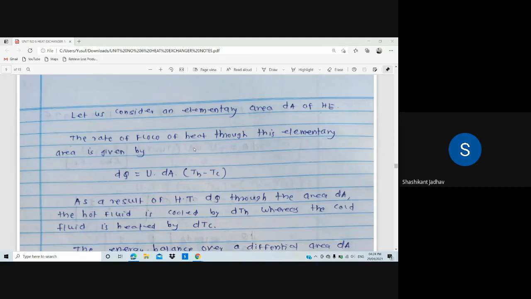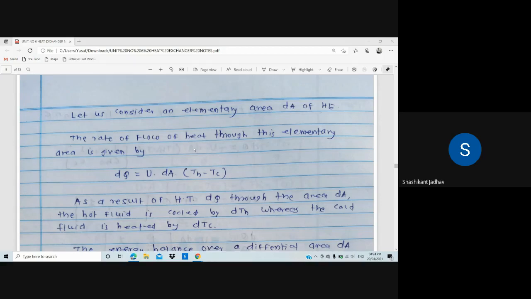dq is equal to U into dA into Th minus Tc. Okay, so this is the equation for the rate of heat flow through this elementary area.